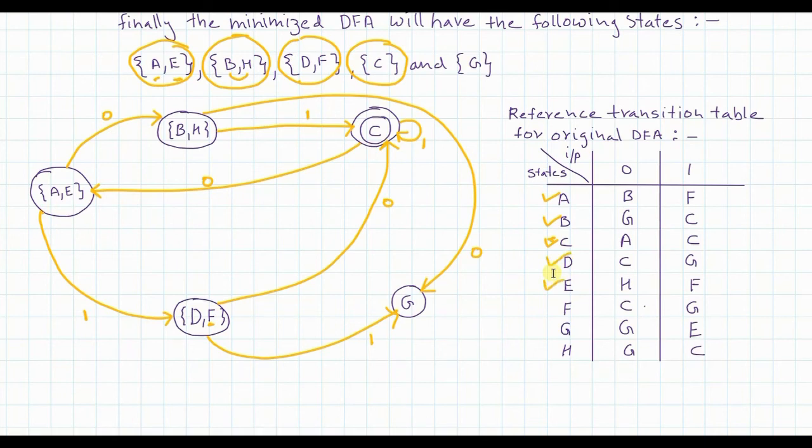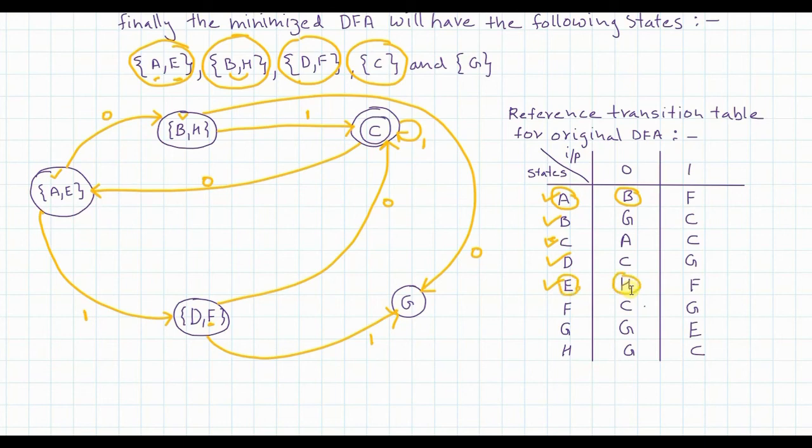Next it is E. So state E on 0 goes to H. AE contains E, and BH contains H. So I can say that E on 0 goes to H, so AE on 0 goes to BH. Now please note there is already a transition on 0. Why is this happening? The first transition that we had seen was for A and for B, and now the transition that we are seeing is for E and H.